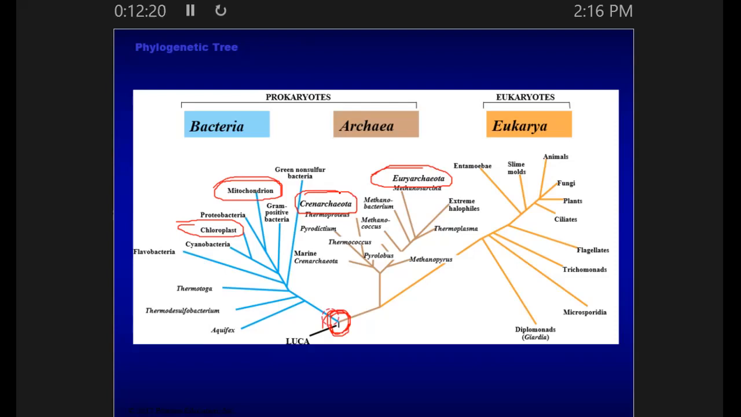currently, Crenarchaeota and Euryarchaeota. As far as the different phyla of bacteria, there's a lot, so I'm not going to ask you to memorize all of those, all right? Lots of different phyla that belong into bacteria, and then same with the eukarya.